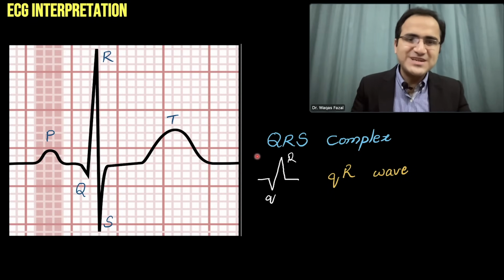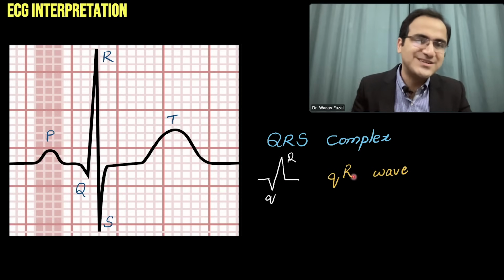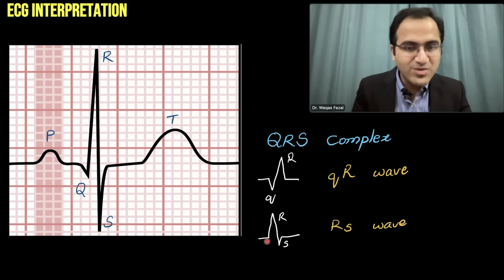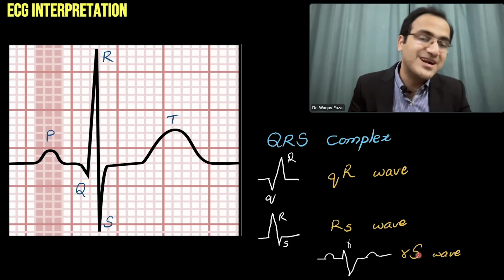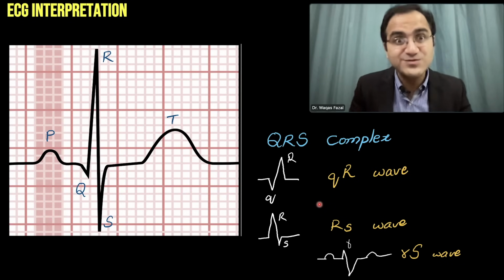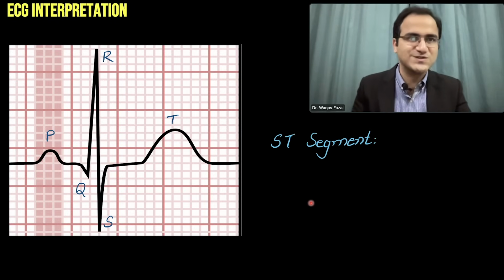Now a QRS complex can present in different forms. A QR wave, where the Q wave is present, R wave is present, and the S wave is absent. That is called a QR wave. Another form is RS wave, where the Q wave is absent and there is a huge S wave, written as small r and S wave. So these are all the different forms of QRS complexes. We'll go into more details in the subsequent videos.